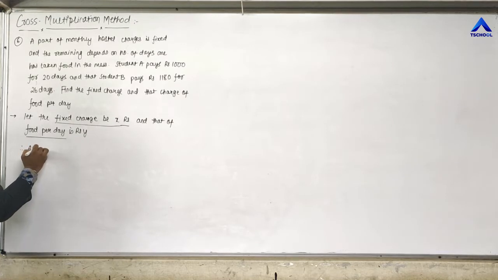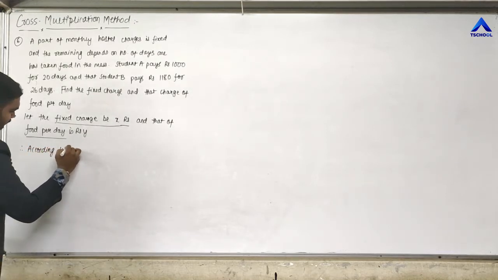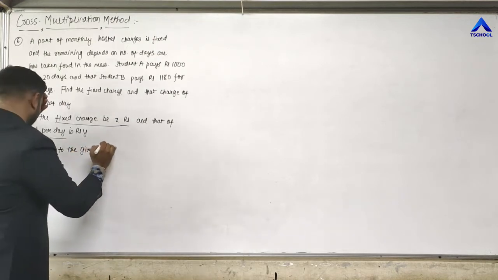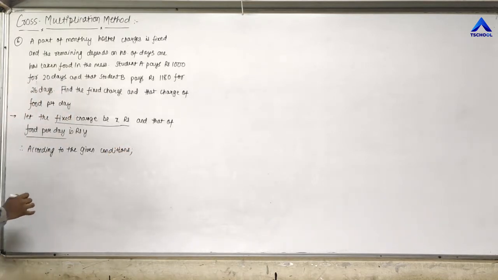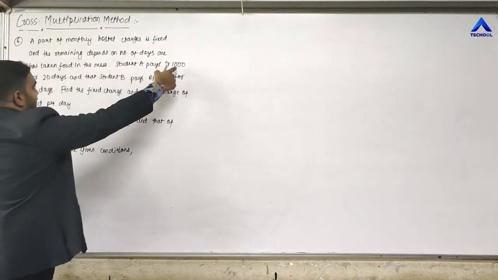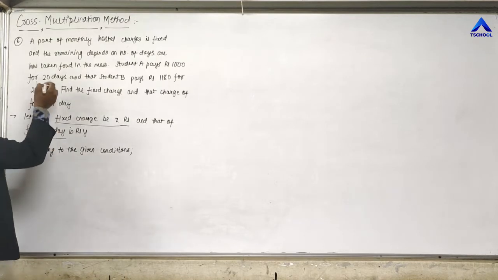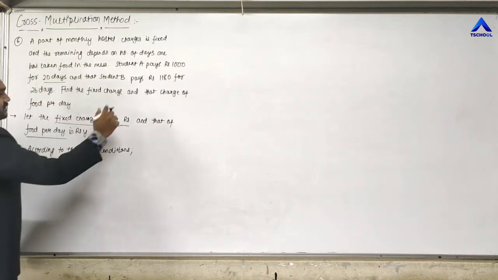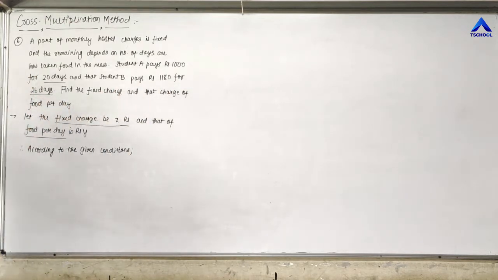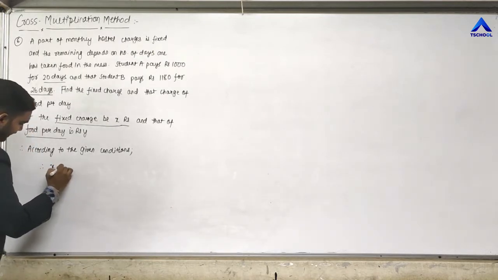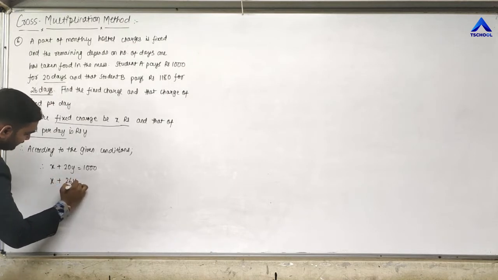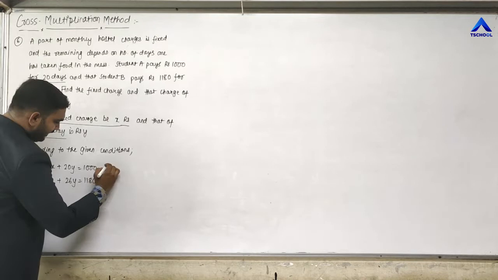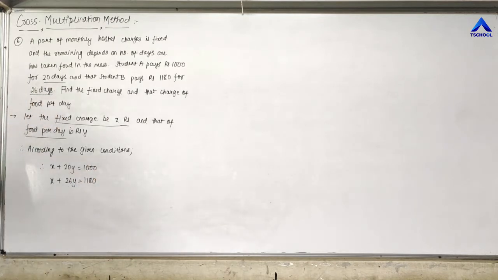Therefore, according to the given conditions, student A pays 1000 rupees for 20 days, that means he has taken food for 20 days here, and student B pays 1180 rupees for 26 days, that means student B has taken food for 26 days. Right, therefore we are having the equations like X plus 20Y is equals to 1000 and X plus 26Y equals to 1180.